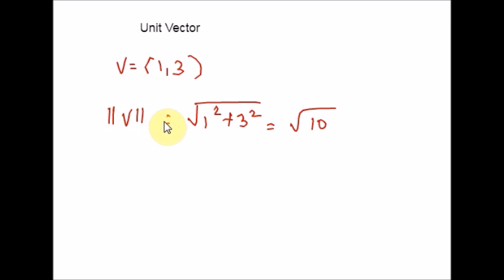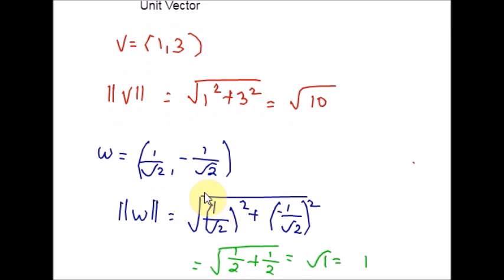Okay, but let me show you one more vector. This vector is a unit vector because the magnitude of this vector W is the square root of the squares of both numbers: (1 over square root of 2) the whole squared plus (-1 over square root of 2) the whole squared.